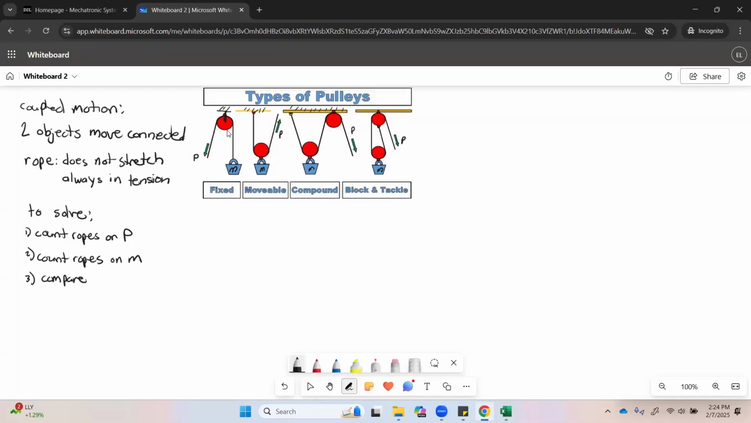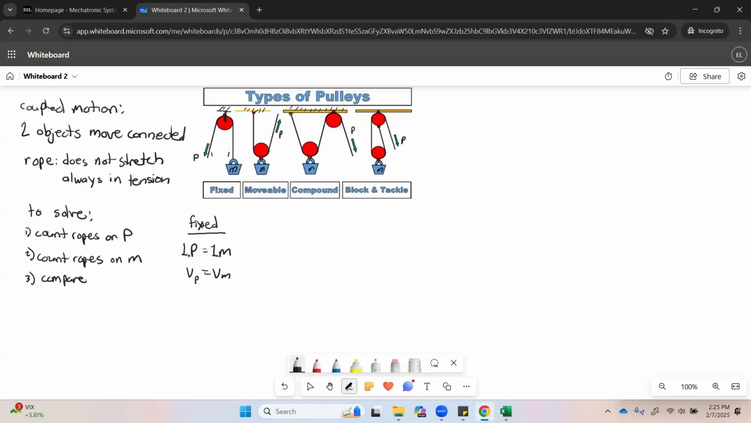So we'll do an example of this fixed system now. In this fixed system, we have one rope pulling on P. We have one rope here pulling on M. So there's one there for P, and here's one pulling up on M, equals 1 M. So this means that VP equals VM as far as speed goes.